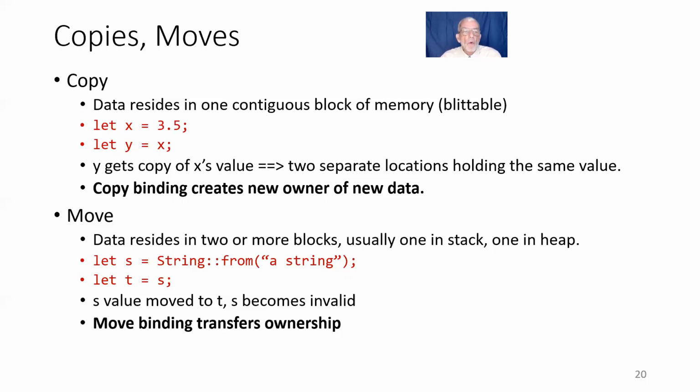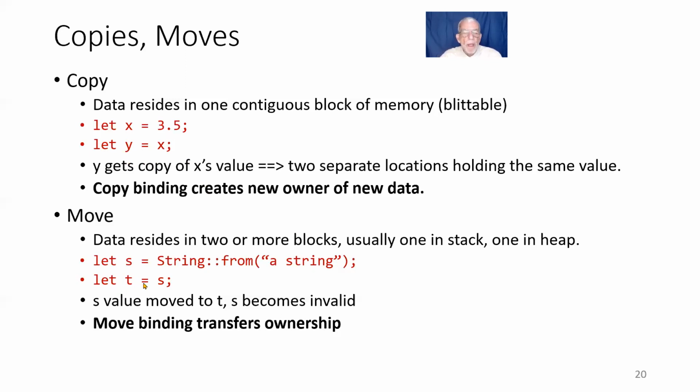Okay, now here's what a move does. Data resides in these two contiguous blocks. Now when I say let t equals s, I didn't copy it, I moved it, because this is not blittable. Rust won't copy non-blittable data, ever, okay? When I say copy, I'm talking about a copy trait. And what happens here is when you do this kind of a binding, it looks like an assignment, but really, it's a binding, okay? I'm copy constructing y, if you will, okay? And here, I am move constructing t, for those of you that are familiar with C++.